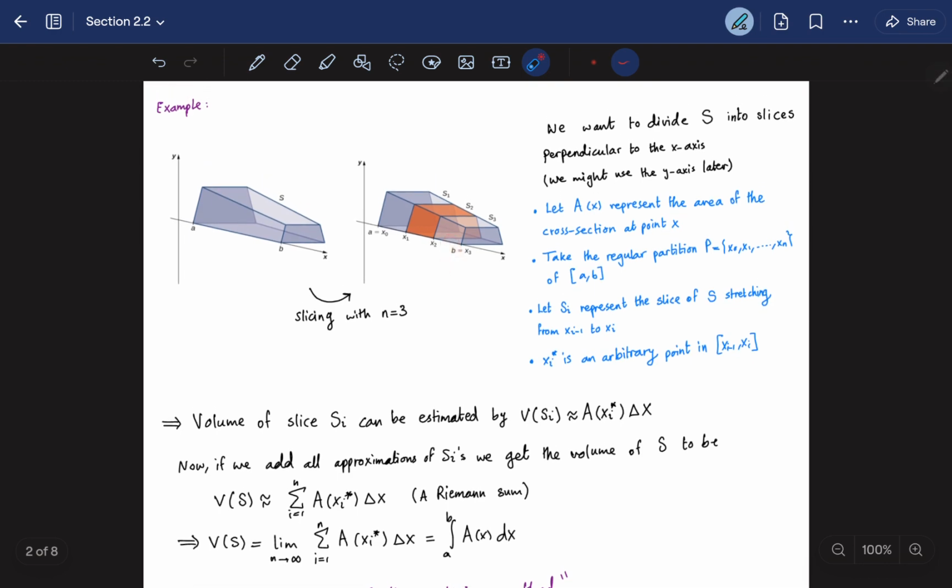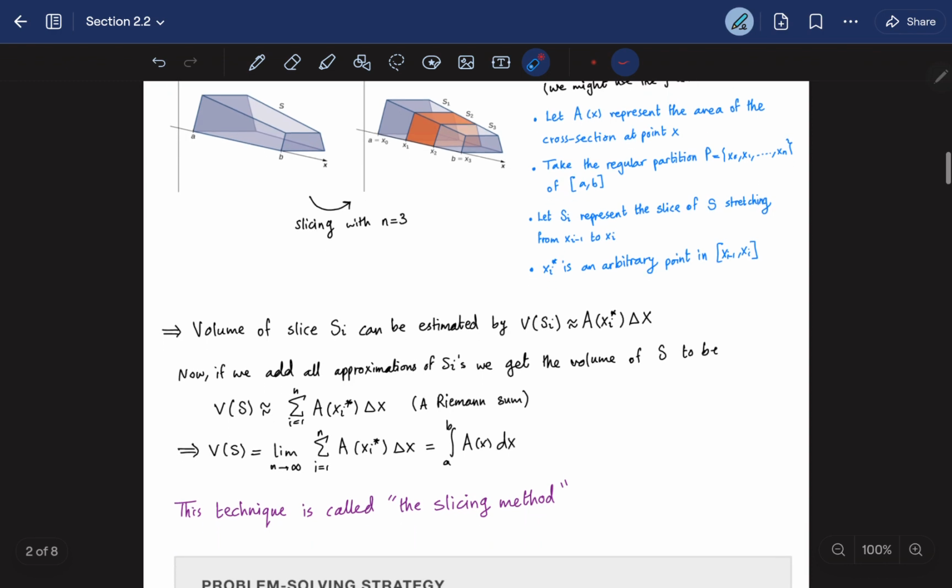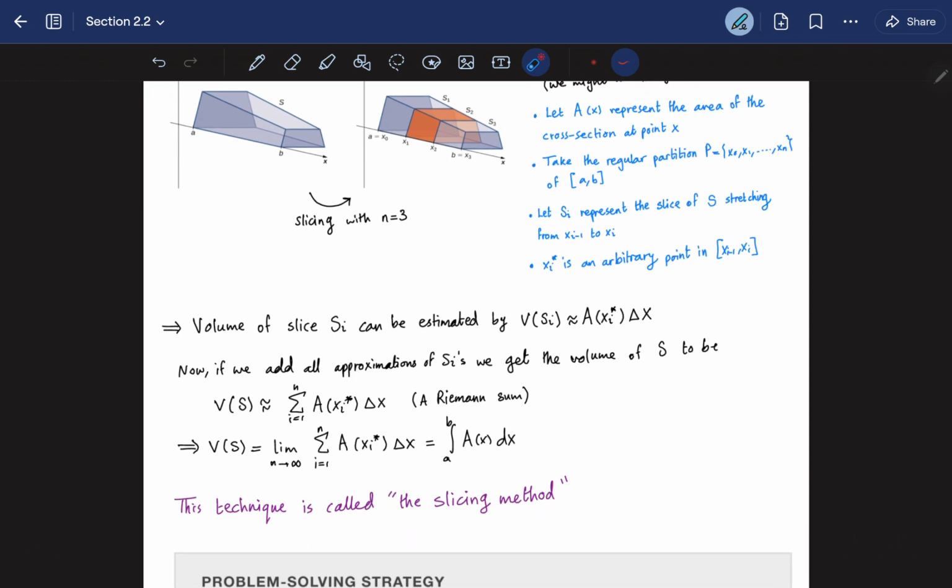Okay, so the volume for each slice. For example, if I want to find the volume of S3 here, I'm just going to find the area of the cross-section and multiply it by the height, which is just delta x, right? So the volume for each S_i is just the area multiplied by delta x. To approximate the volume for the whole solid, I'm going to sum the volumes of these S_i. So we're going to have this formula here. And this is a Riemann sum. So we know if I want to find the exact value, I'll just take the limit.